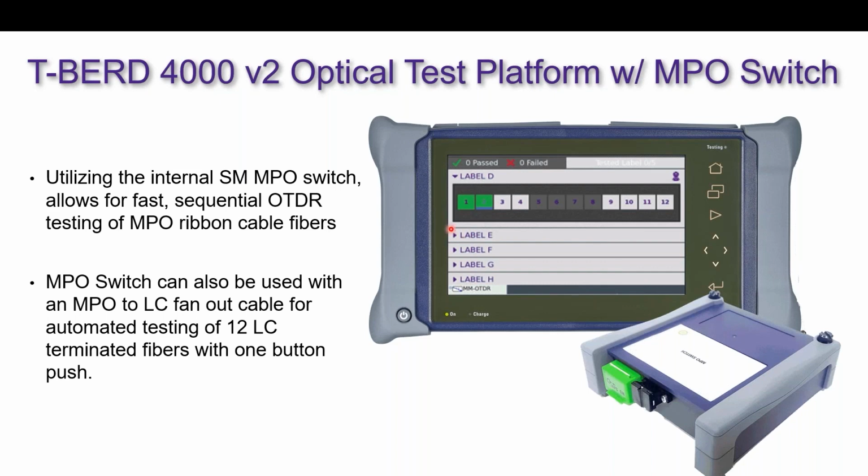If I click on the arrow here, like I did on this label D, it opens up and it shows all 12 fibers. So it's going to give you a pass-fail for the entire MPO, but if you want to look at individual fibers, you can open it up and see all fibers. So it just makes it simple to test.